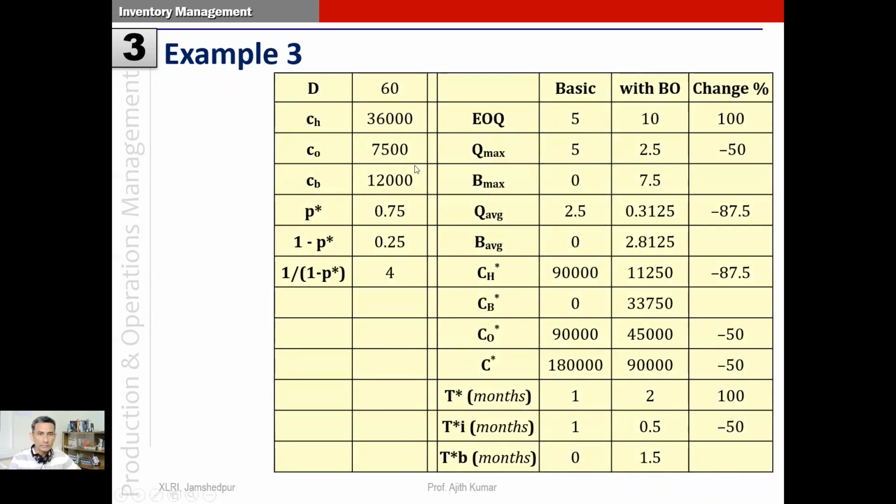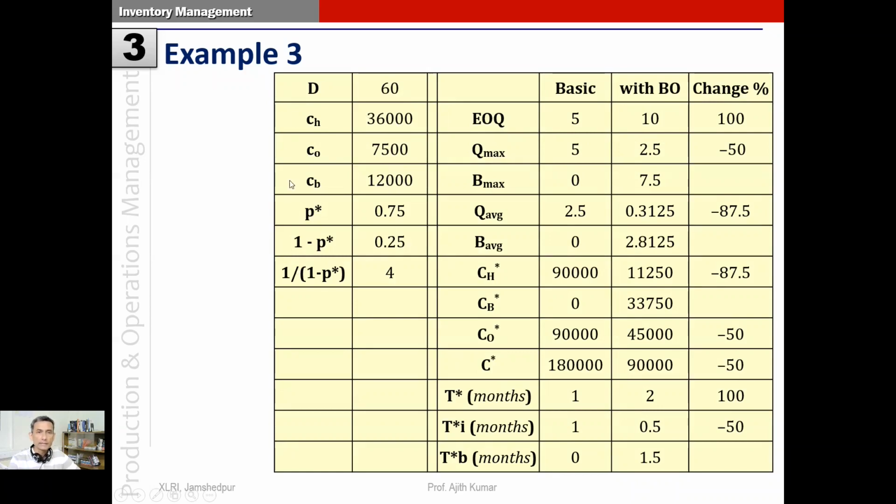So in this portion, you are given the basic data. The demand rate is taken as 60 units per year. The holding cost turns out to be 36,000 rupees per unit per year. The cost of ordering is 7,500. The back ordering cost, when the back ordering model is followed, is 12,000 per unit per year.